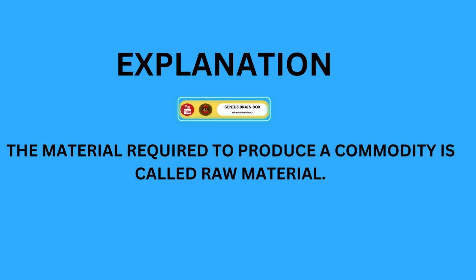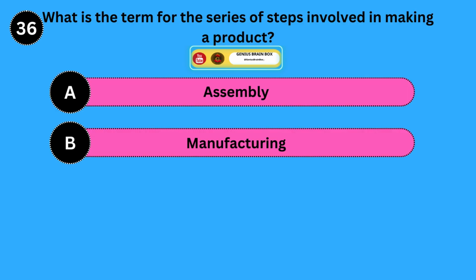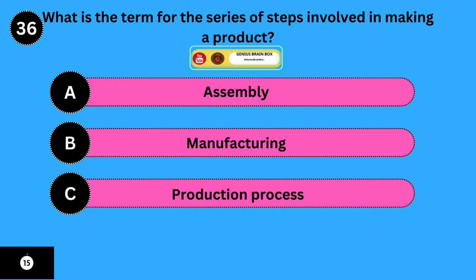Explanation. The material required to produce a commodity is called raw material. What is the term for the series of steps involved in making a product? Option A, assembly. Option B, manufacturing. Option C, production process.